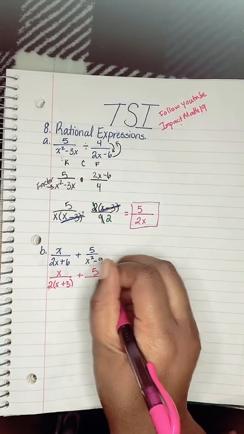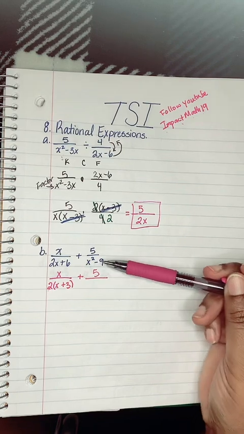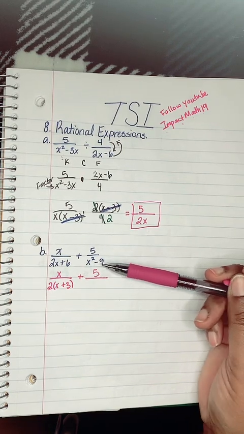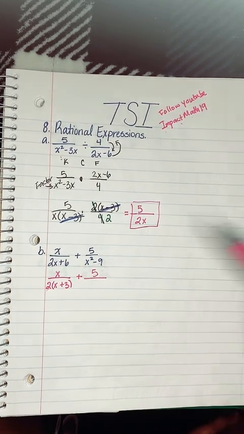Plus 5 over. Does anybody know how to factor this or what this factoring is called?